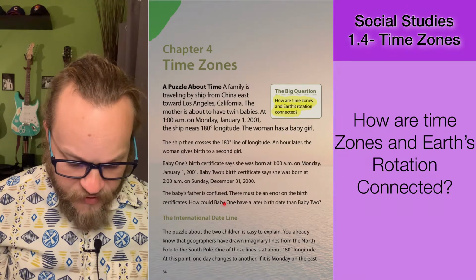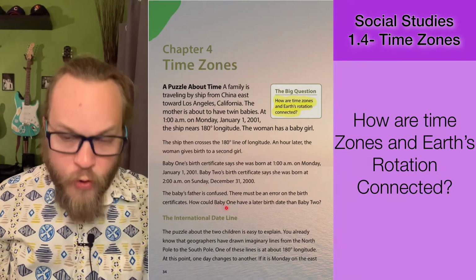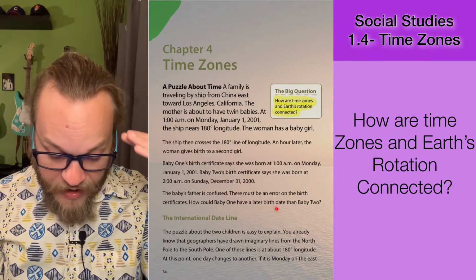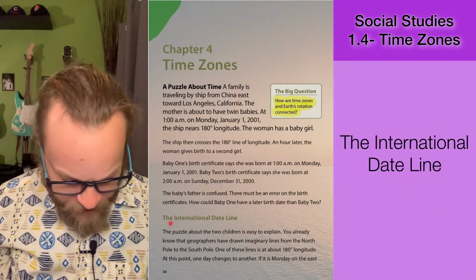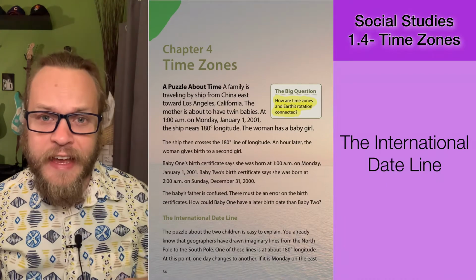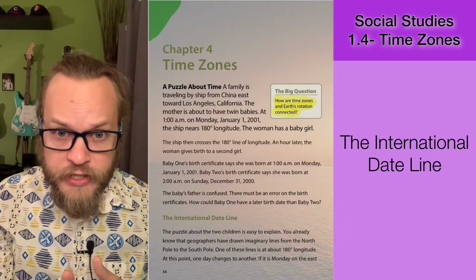The baby's father is confused. There must be an error on the birth certificate. How could baby 1, who came out first, have a later birth date than baby 2? Well, that's because they crossed what is known as the international date line, or that 180-degree line of longitude.